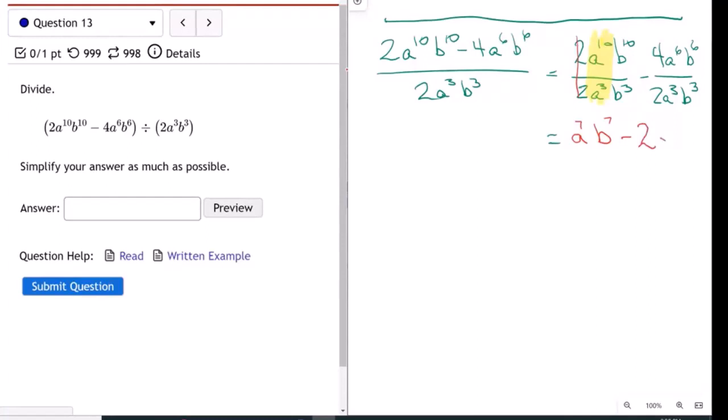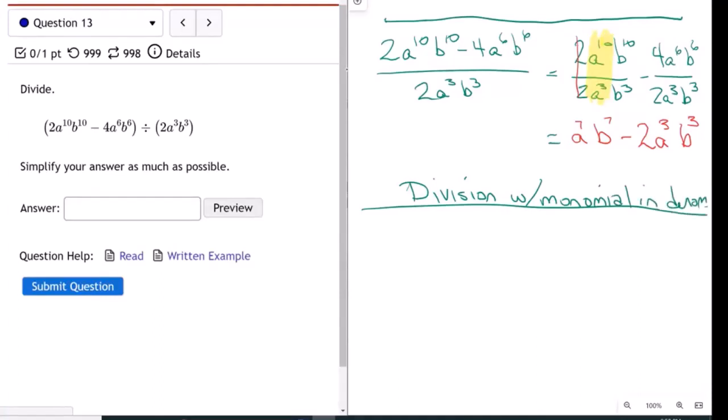2a to the 3rd, b to the 3rd. That's it. I'm done. That's division with a monomial in the denominator. Anytime you see division with a monomial in the denominator, you can just separate them out and simplify each one separately.